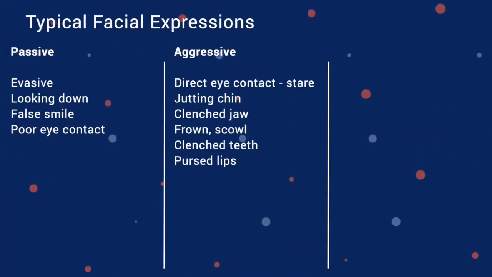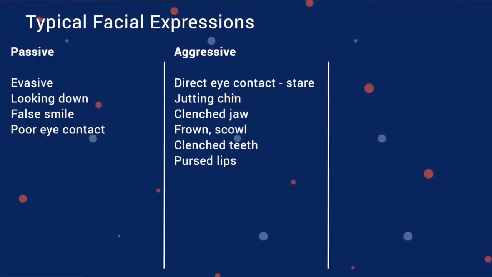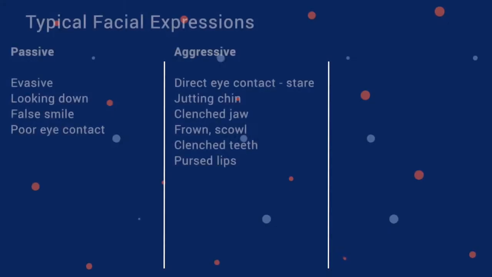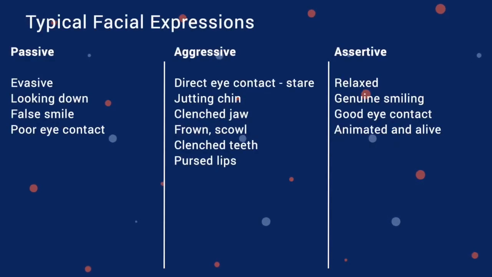On the other hand, aggressive behaviour likes to make direct eye contact and perhaps even stare you down as a sign of dominance. You might see chin jutting or a clenched jaw that indicates tension and strength, but not real strength, the strength of will that feels frustrated and wants to get things done. And also, because there are strong emotions, you might see frowning or scowling, clenching of teeth and pursing of lips. But of course, assertive facial expressions are relaxed. Proper, genuine smiles that you can see in the eyes. Everything about the face is animated and alive.